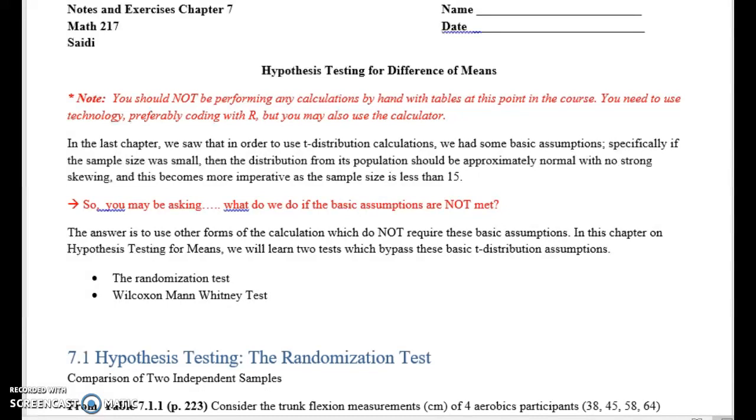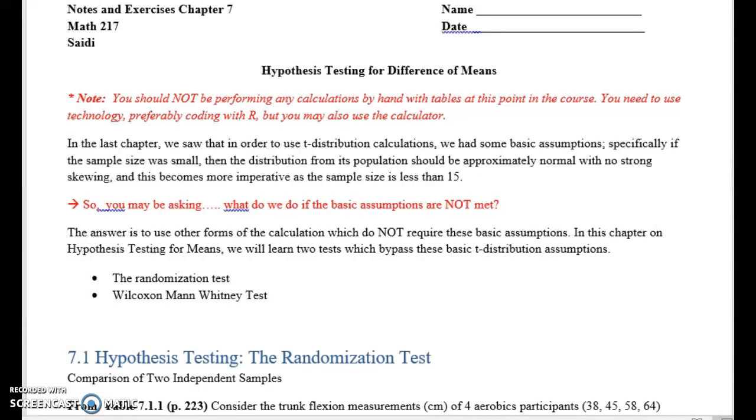sample information. So at this point in the course, as I put a note here, you should not be using any tables for calculations or anything by hand. We're using preferably R, or you may use your calculator. So throughout these notes, you'll see both R code and calculator input if you want to use your calculator. So we're going to stick in the t-distribution realm.